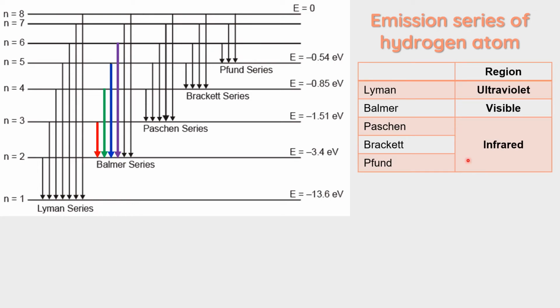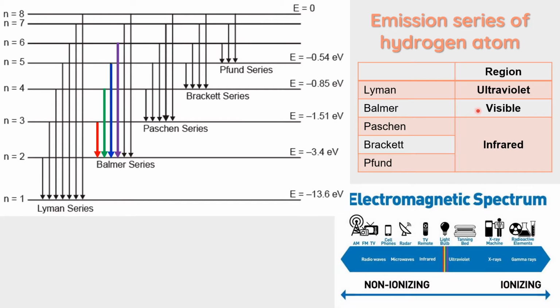And these again are the region of this emission series. Lyman is in ultraviolet. We can find the Balmer in visible region. And these three series, Paschen, Brackett and Pfund, are in infrared region. Why does electronic transition in Balmer have colors? This is because the energy released during the emission in Balmer series falls in visible region. So anything, any wavelength or energy or frequency that falls in visible region, we can see by our naked eyes.